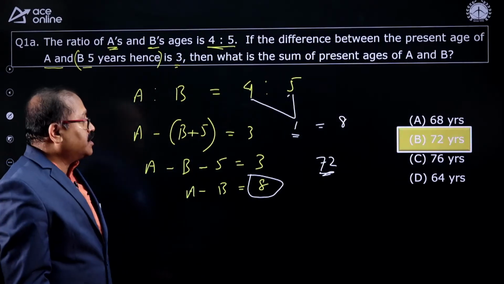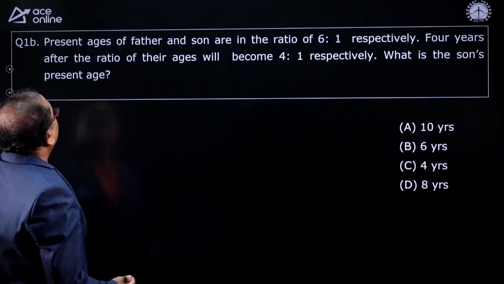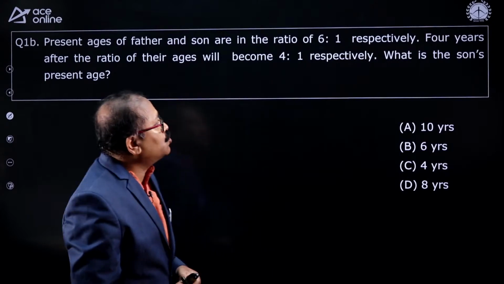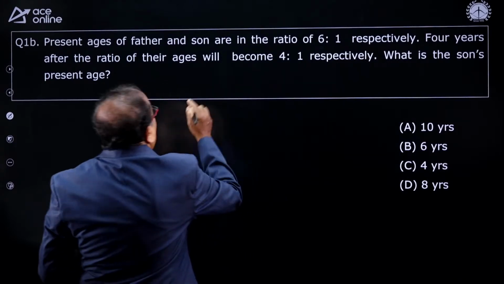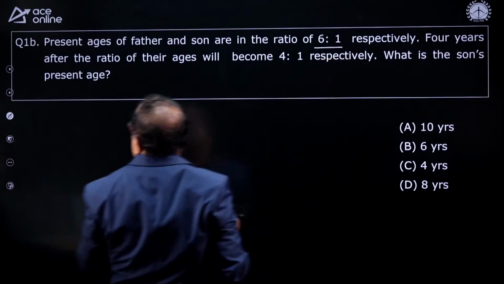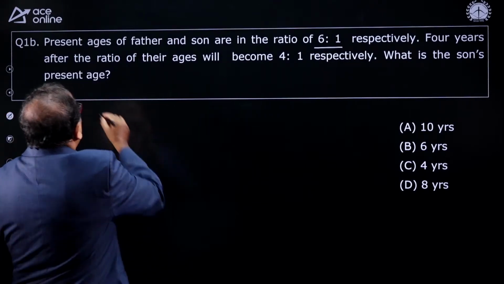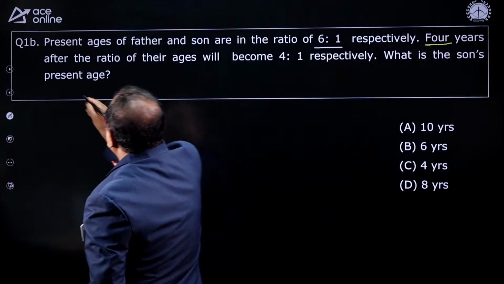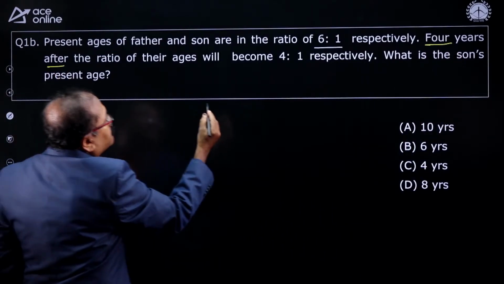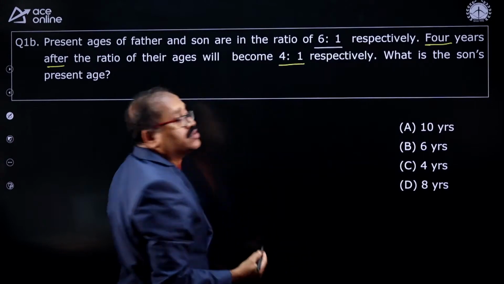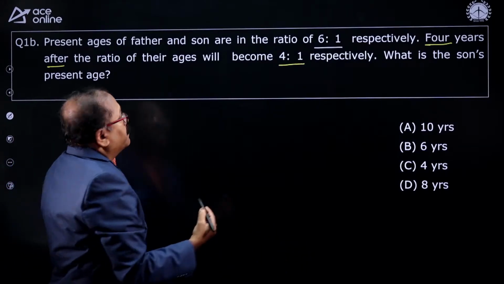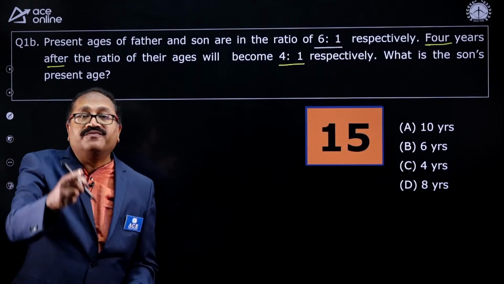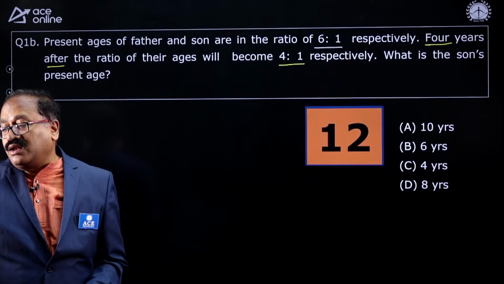Next question. Get ready. Here, the present ages of the father and son are in the ratio of 6:1. 4 years after, the ratio of the ages will become 4:1. Okay. So what is the son's present age? There are 2 ways to answer the question. I will give 15 seconds for you to think and then I will answer it.